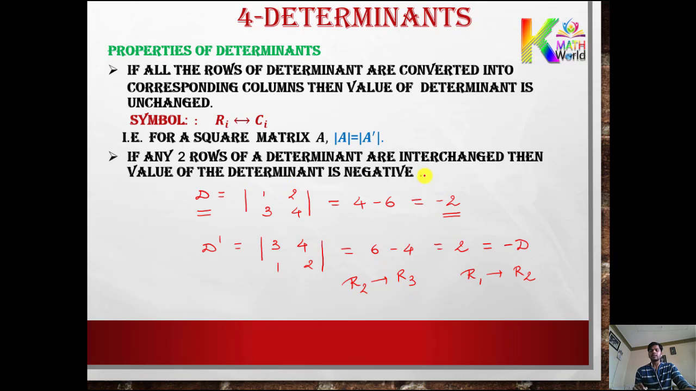The result is the same for columns also. Suppose you interchange any two columns C1 to C2, then in that case also the value of the new determinant will be negative. In short, when you interchange any two rows in a determinant, the value will be negative. You can see D dash equals to minus D.